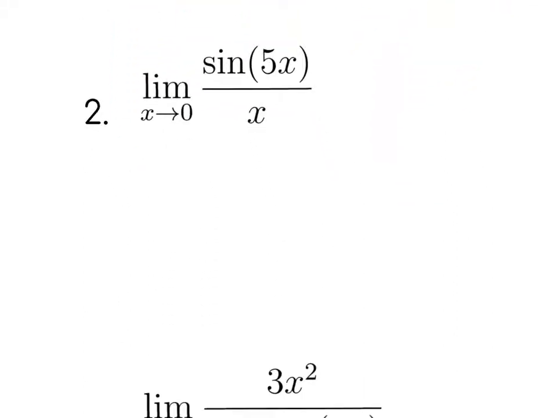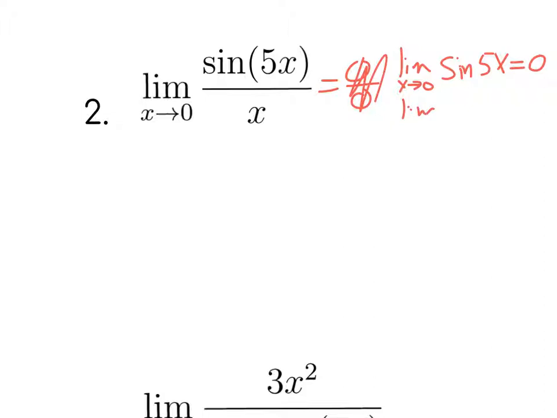For the second one, which we did in class twice, depending on the day that you were there, we also get 0 over 0. And if you're curious, this is the notation. You have to say that the limit as x approaches 0 of sine of 5x is equal to 0, that the limit as x approaches 0 of x is 0. They don't like you writing 0 over 0 as an equal statement. That's the issue there. Therefore, we can use L'Hopital's rule.